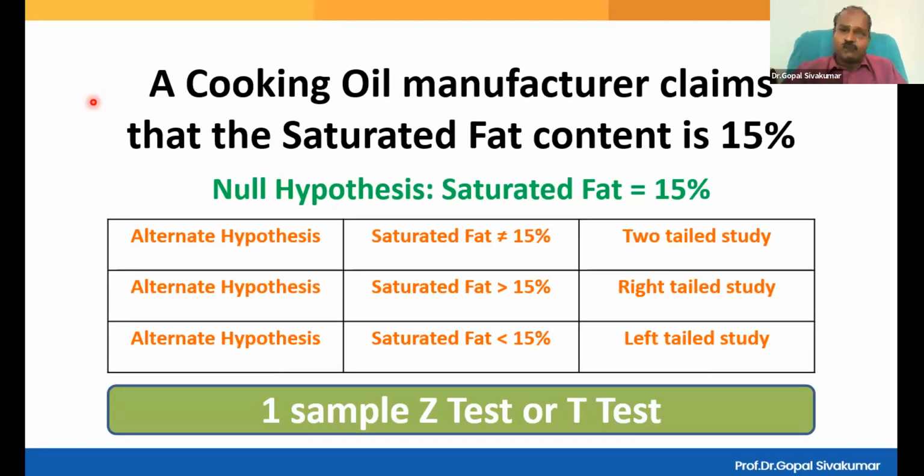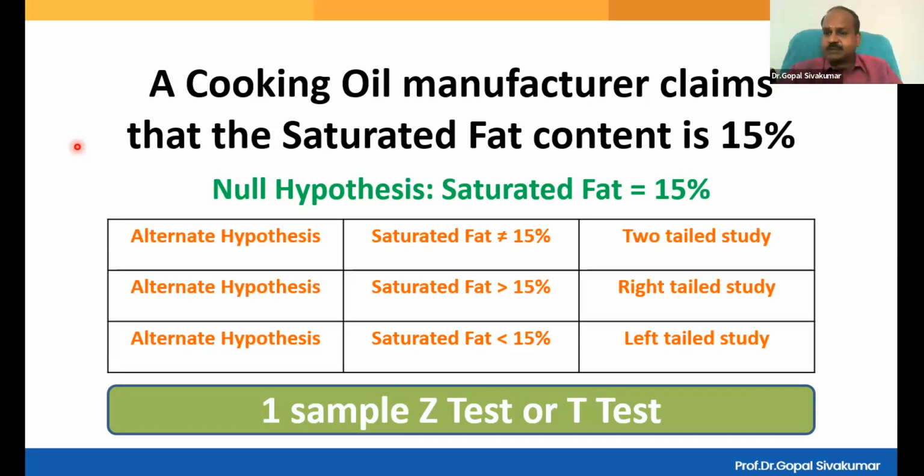So what you do is you purchase, let us say, 10 or 13 bottles of cooking oil from the market. After purchasing 13 bottles, what will you do? You will send them to the laboratory. Am I right? Yes or no? Yeah, we will send all 13 bottles to the laboratory to find out the fat.